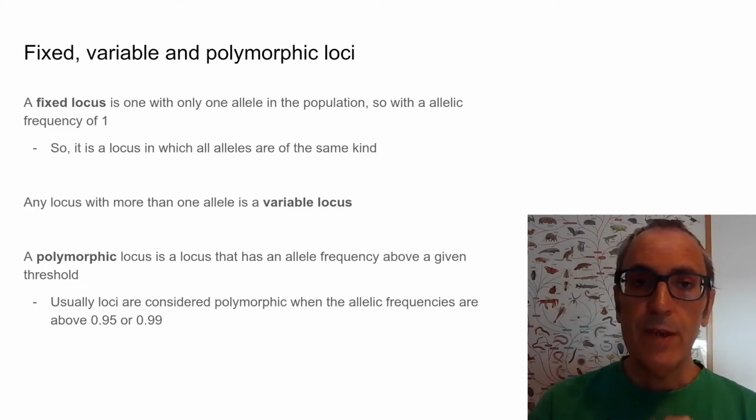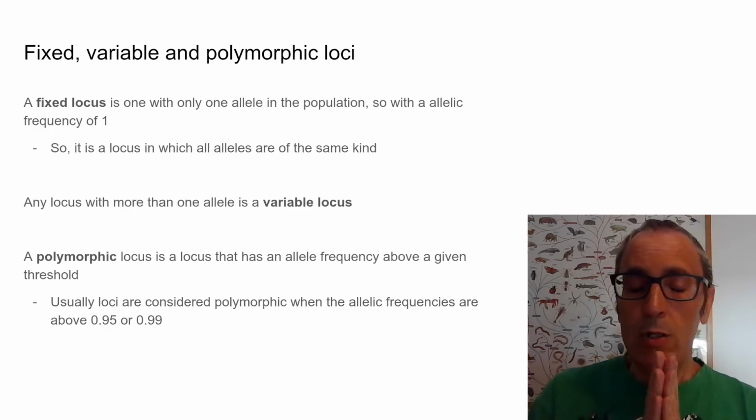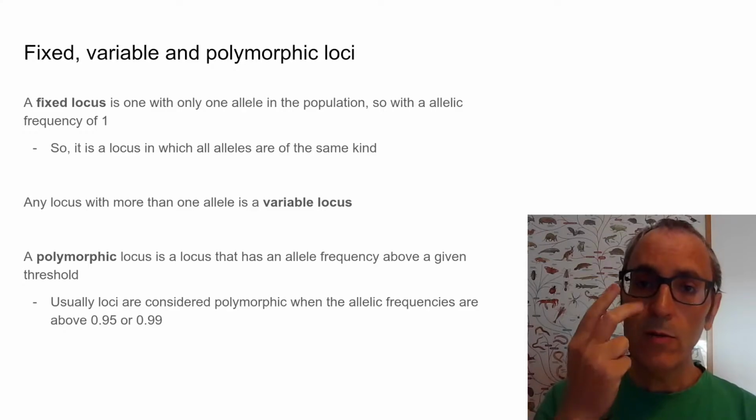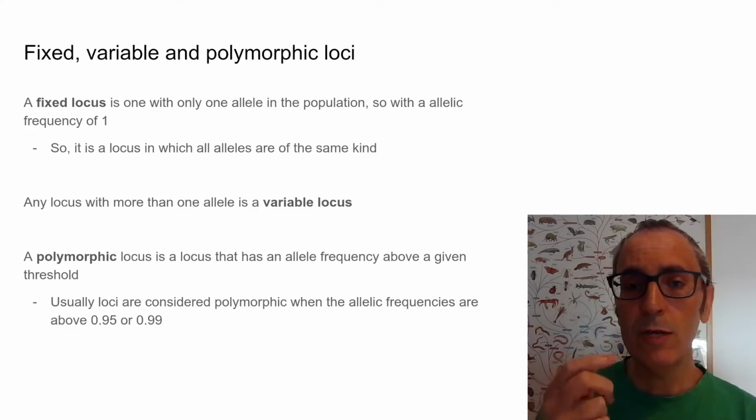I've talked about fixed, variable, and polymorphic loci. Okay, what's the meaning of that? Fixed means that this locus is fixed. A locus is fixed when there's only one allele in the population. So all individuals have the same allele. There's only one kind; all individuals are exactly the same. That is a fixed locus. When you have at least two alleles, we say that the locus is variable.